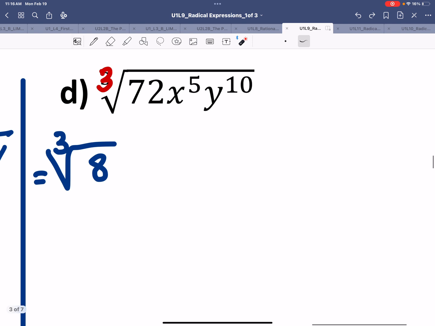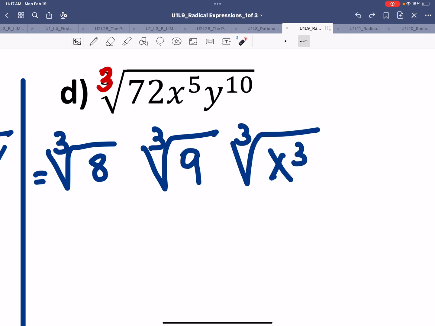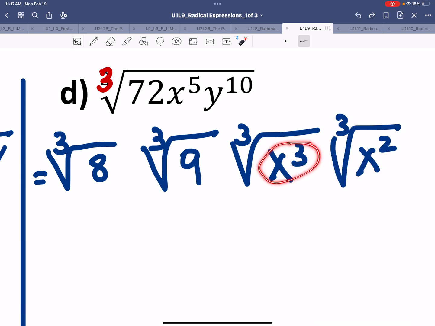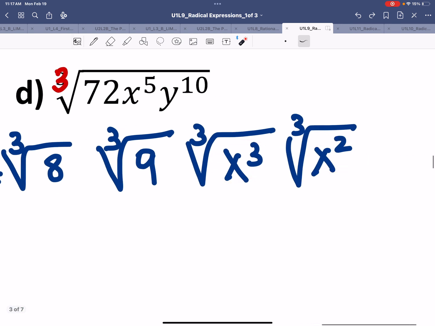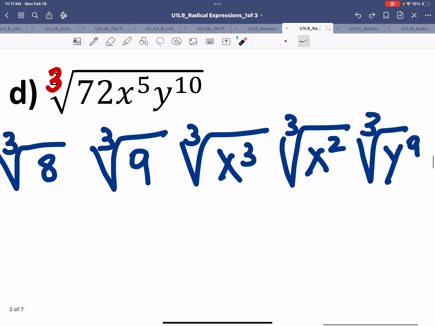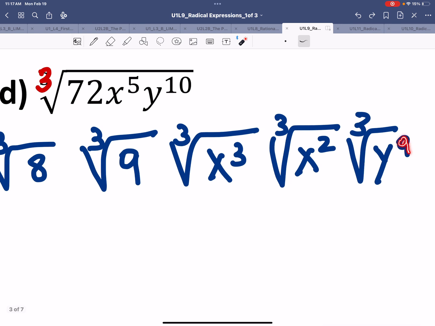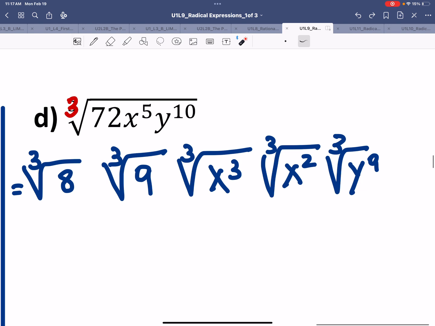So that would be the third root of 8 times the third root of 9, 8 times 9 is 72. And then multiplied by the third root of x to the power 3. We want to simplify as many cube roots as possible, so we need the power of x to be a multiple of 3. The highest that we can afford is 3, times the third root of x squared. So you see that we keep them the same. And then for y to the power of 10, we're going to have the third root of y to the power of 9. 9 is a multiple of 3, so it can simplify. And then we have an extra power for y, so the third root of y.